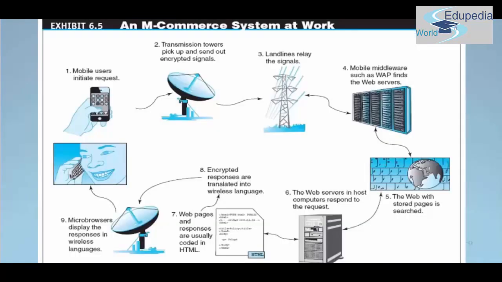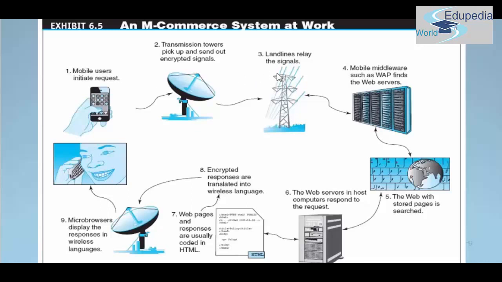Okay, before I conclude this video, I would like to explain this diagram a little bit. This pretty much sums up everything. This is an m-commerce system at work. For example, a mobile user initiates a request. Okay, transmission towers pick up and send out encrypted signals. Here, right here. This is your telecommunications company. This is you. You initiate a request.